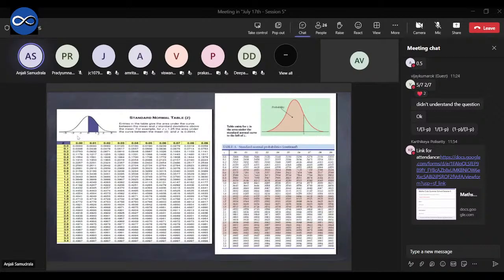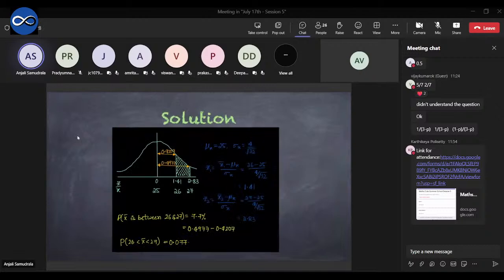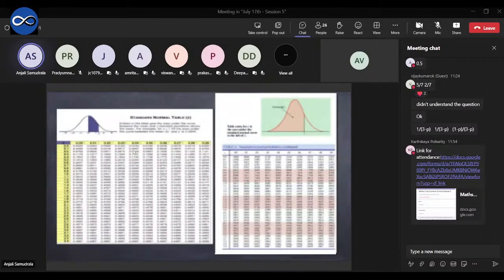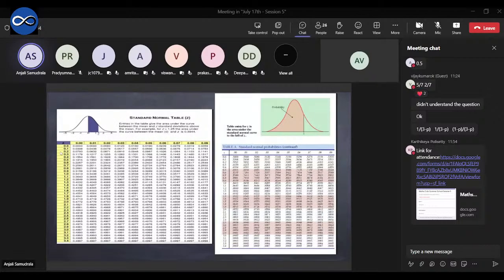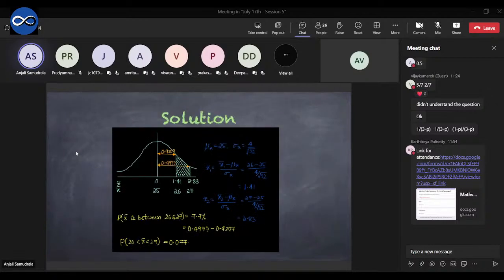So now it is 1.41. You can mark 1.4 here and 0.01 here. So the value of that is 0.4207. So we have written that here, 0.4207. This is the probability of the normalized random variable for x equal to 26.